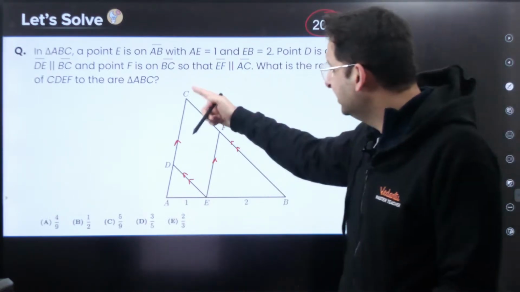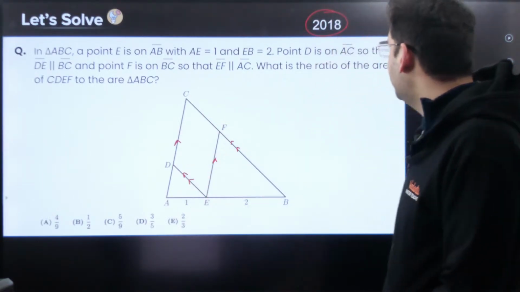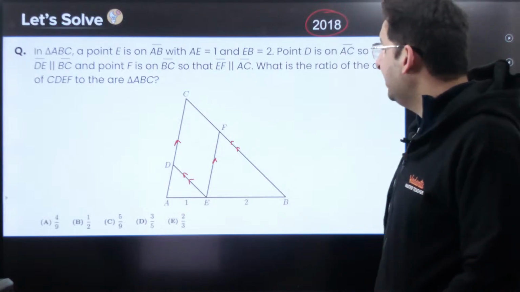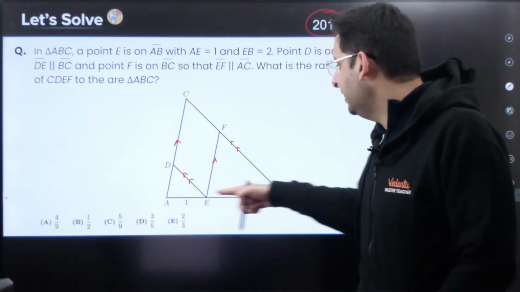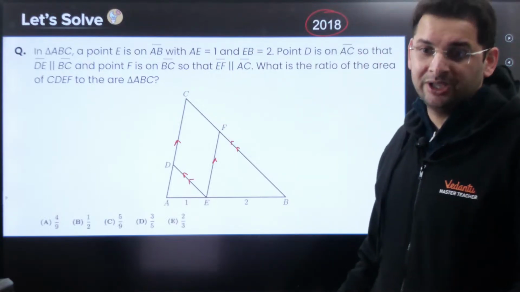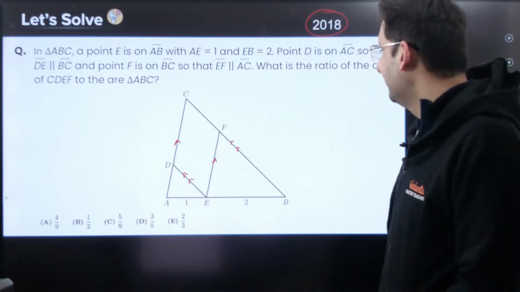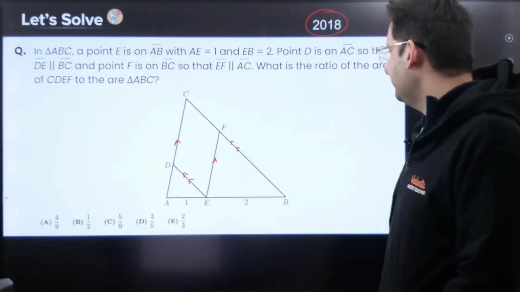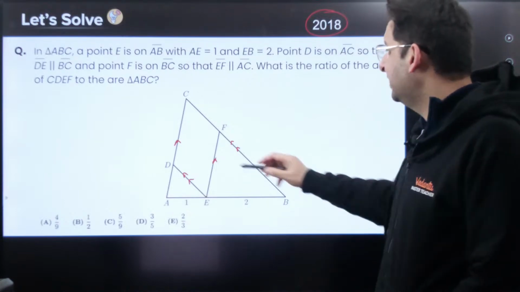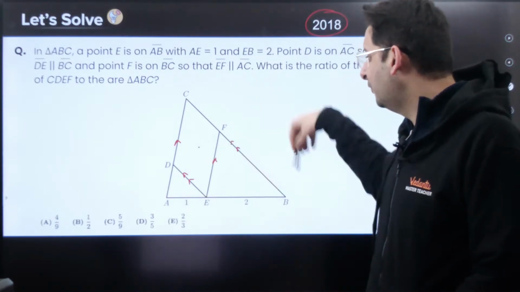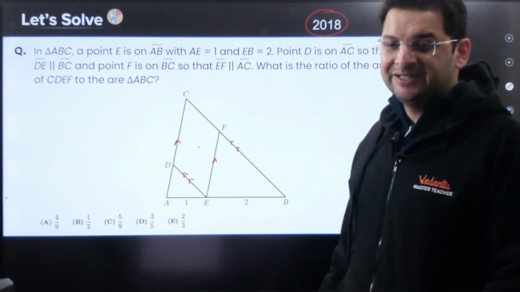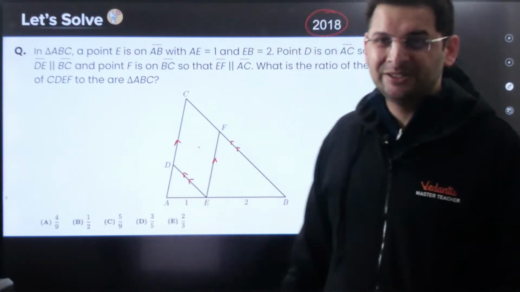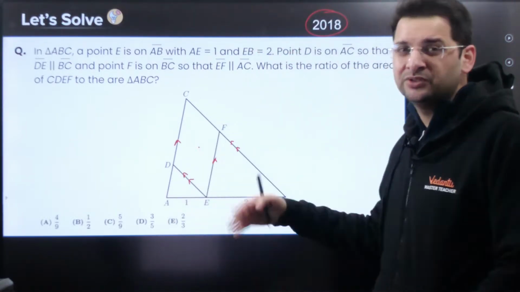So that means CDEF becomes a parallelogram. What is the ratio of the area of CDEF? So इस parallelogram का and ABC का area का ratio क्या होगा? This is the question. So what is going to be the area of this parallelogram and the overall area of the triangle ABC? So this is what we need to find, and it's a very interesting question, and of course it has a lot of solutions. There are a lot of solutions.